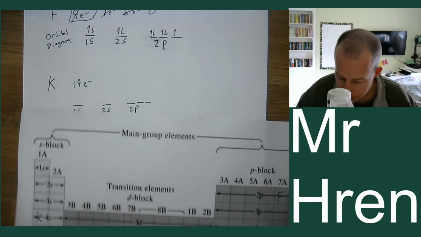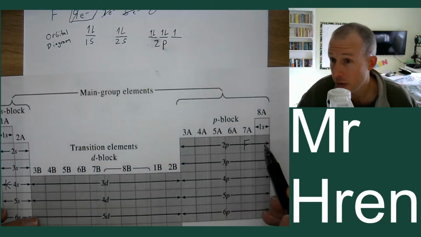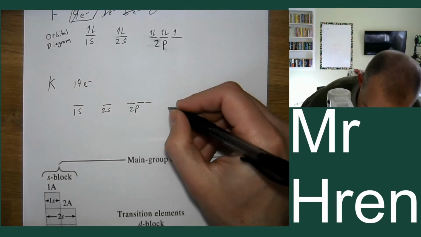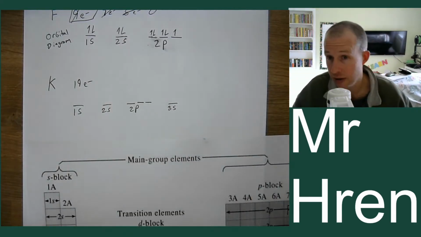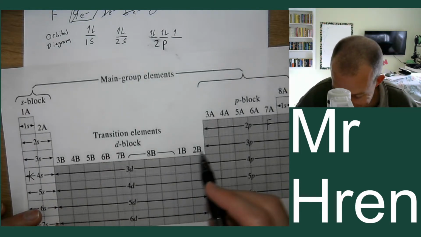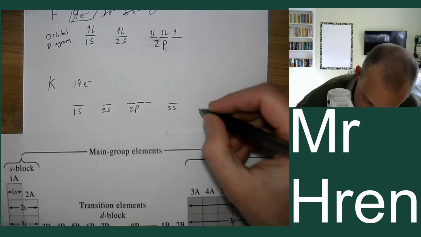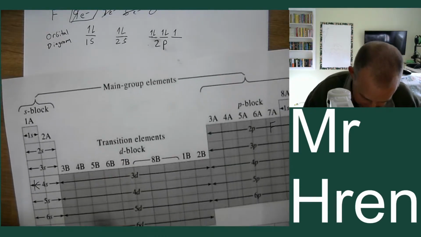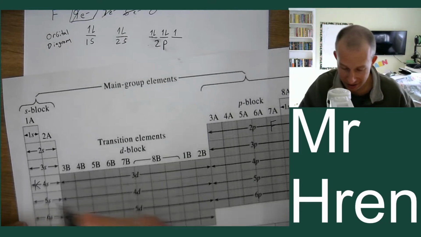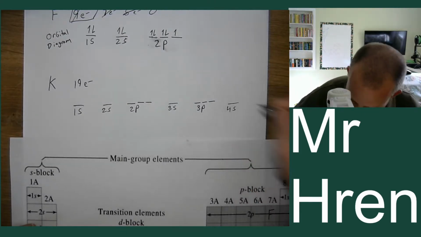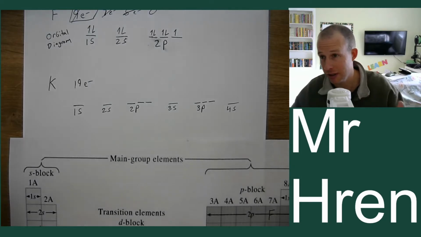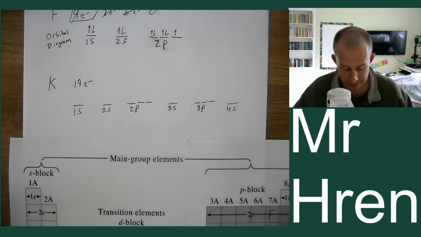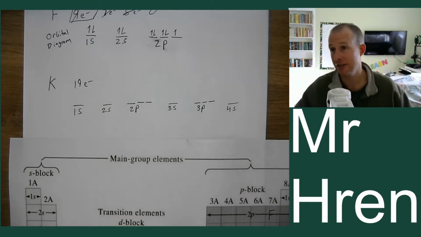3 dashes because it's a p sublevel. Then you keep going down to 3s, 1 dash again. Then you get to 3p, p sublevel, so 3 dashes, and then finally you get to 4s, 1 orbital, because again, s sublevel, 1 orbital done. So now you have 19 electrons to fill in.